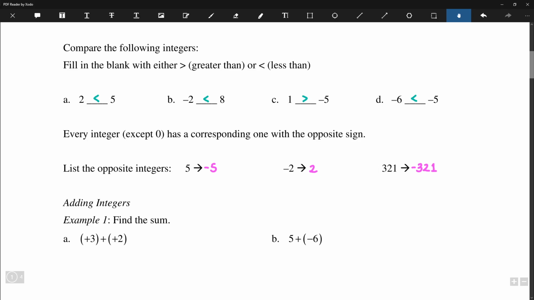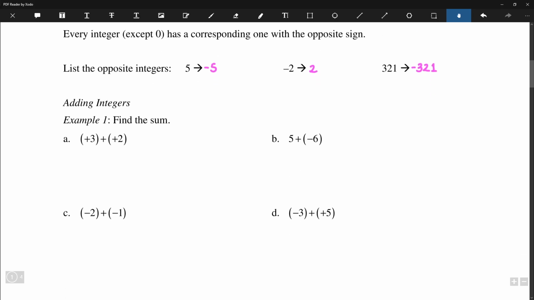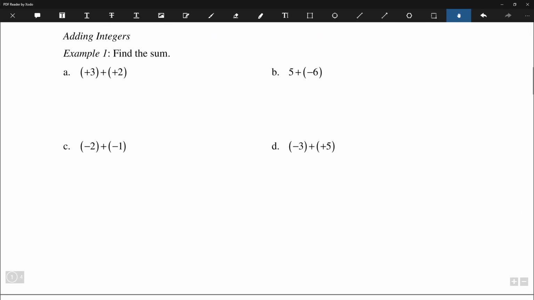So as we mentioned at the beginning, we are looking at adding and subtracting integers. We will start with adding integers. In the first case, this is positive 3 plus positive 2, which in other words is really just 3 plus 2. And we know that this has a sum of 5. So next up, we have 5 plus negative 6.